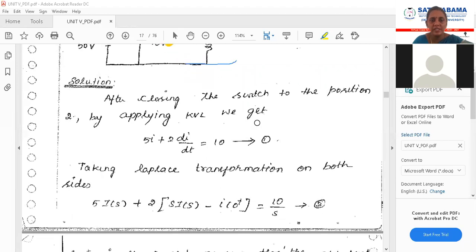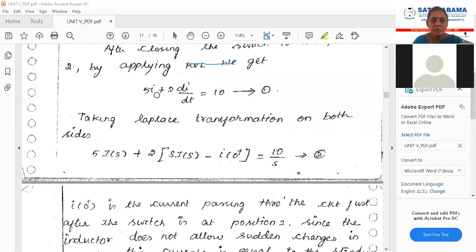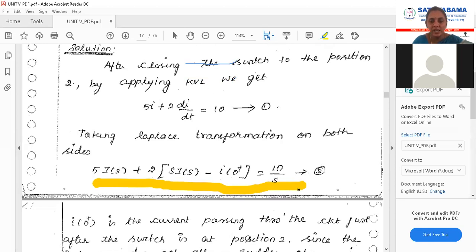Now you have to take Laplace transform. Laplace transform: 5 I of s plus 2 into s I of s minus I of 0 is equal to 10 by s. Now what is I of 0 plus? You tell me what is I of 0 plus.